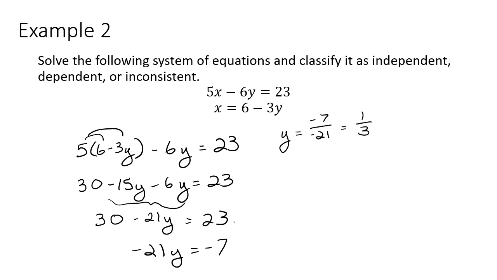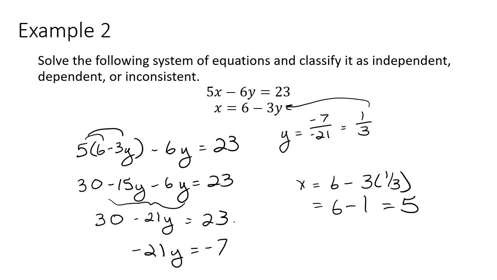So if I plug this y of 1/3 into the bottom equation, we're going to get x is equal to 6 minus 3 times y, which is 1/3. 3 times 1/3 is 1, and 6 minus 1 is 5. So as an ordered pair, the solution to the system of equations x, y, make sure you're careful with the order, we have 5 for x, 1/3 for y.